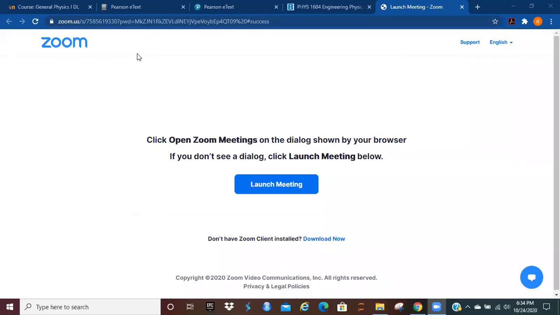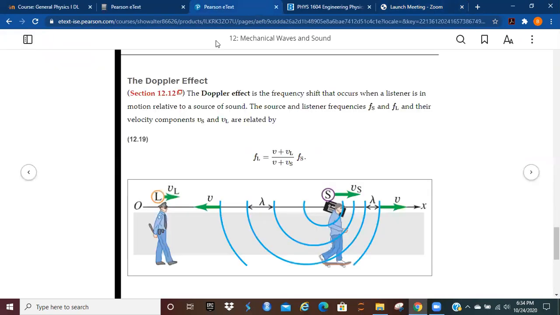Okay, this is going to be the last section here. This is going to be over section 12.12. It's also going to cover 12.13 and 12.14, though much of that is just going to be extraneous reading if you would like to go through it.